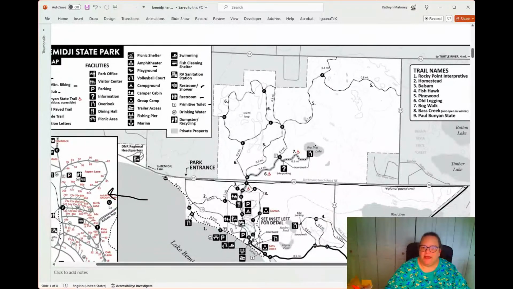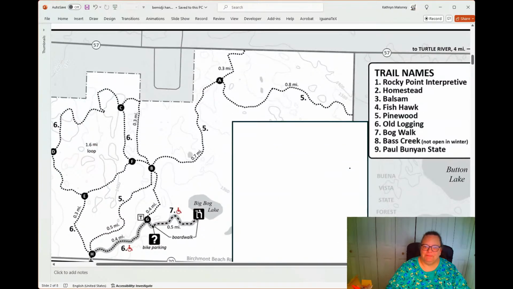I do want to point out that we're going to be doing some hiking, and it's kind of hard to see, but if you look right here, it says 0.7. So between these two letters, it's 0.7 miles, and that's what we're going to be using today. All right, let's get to the first one. Oops, okay.